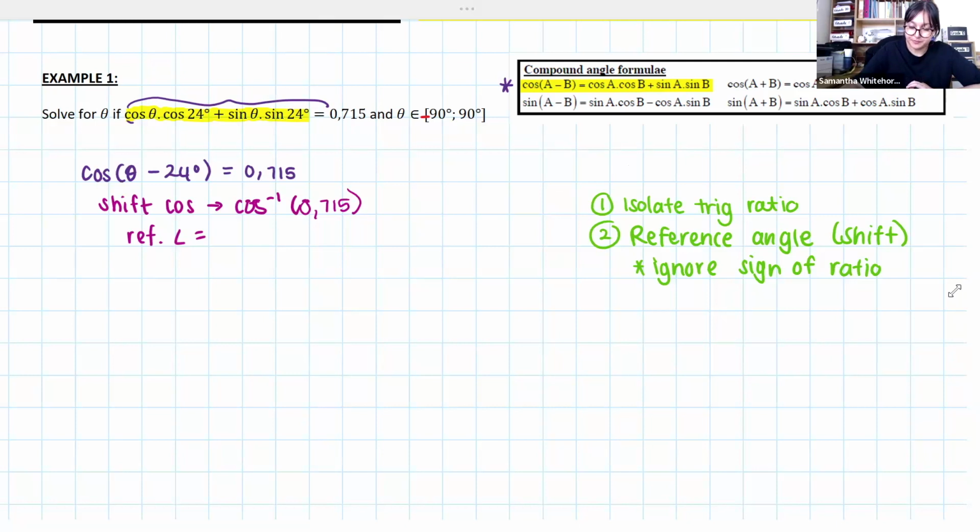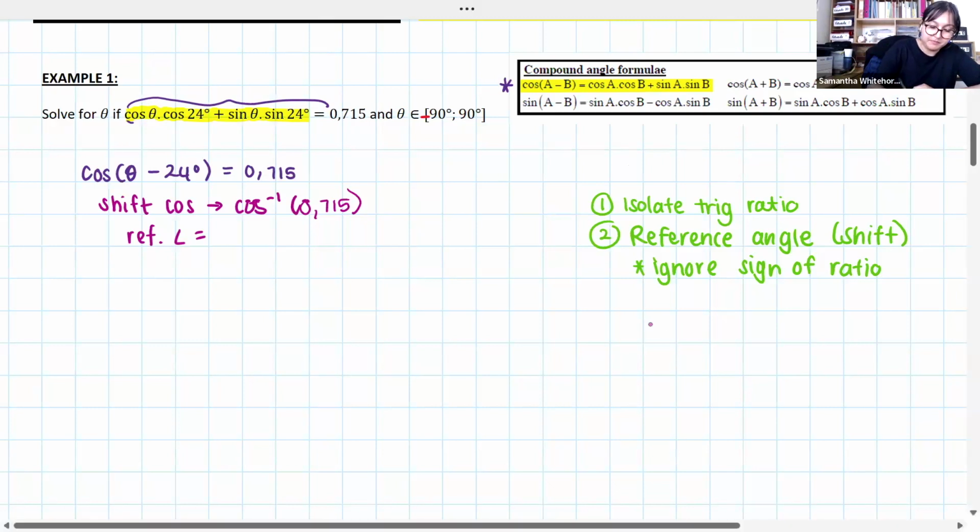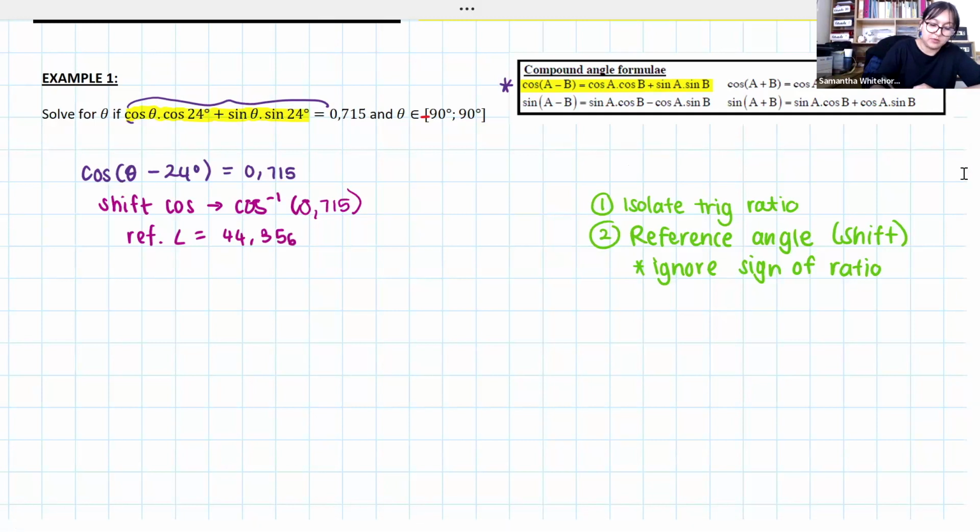All right. So 2 of you have given me an answer. The reference angle, I don't know why I wrote 3. 44,3, I'm going to just do 3 decimal places. But honestly, if you said 0.36, it's absolutely fine. There's nothing wrong with that. All right, so now we've got our reference angle.